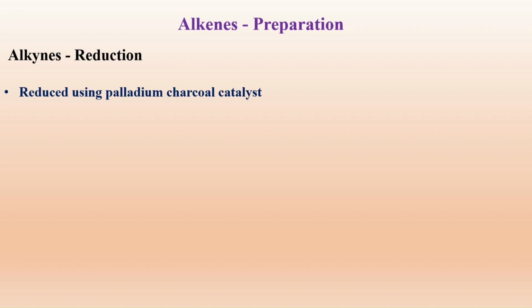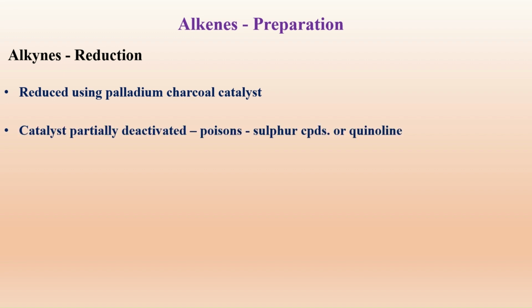Here also, for preparation of alkenes, we can use palladium charcoal catalyst as a reducing agent. If I use plain palladium, then it gives directly the alkanes. If I take alkynes and treat them with palladium and hydrogen, it gives rise to alkanes. That's why we use palladium charcoal catalyst.